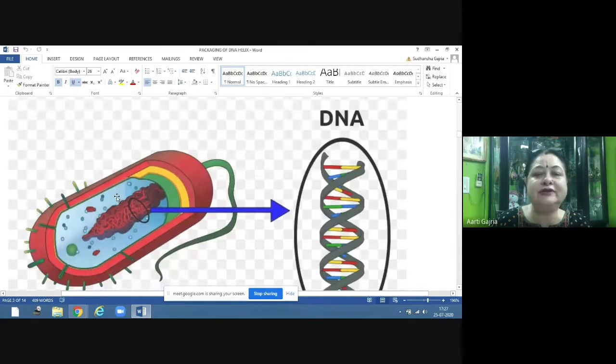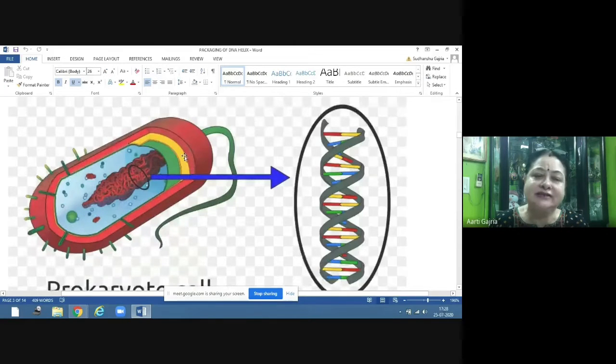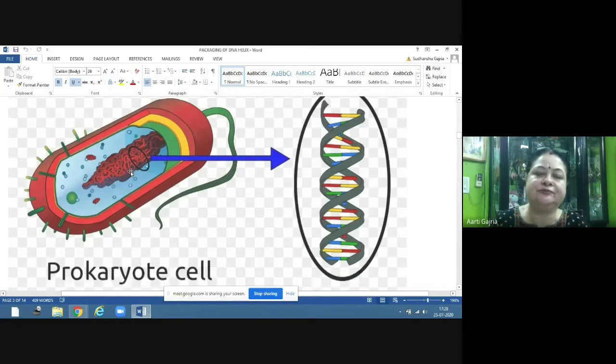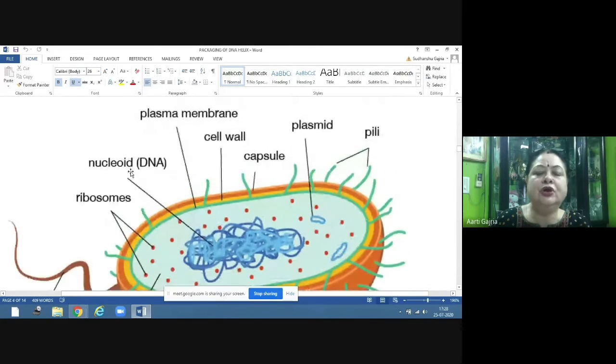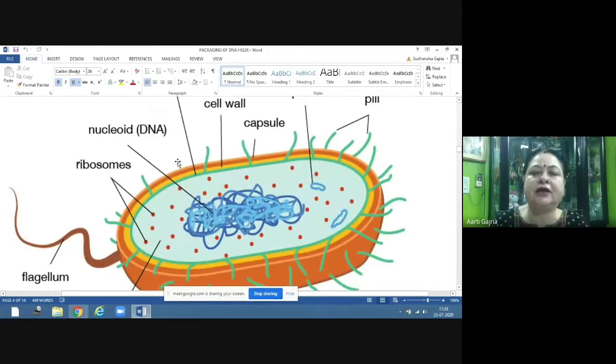Have a look at this diagram. This is a bacterium, a prokaryotic cell. In this prokaryotic cell, the nucleoid is present here, and this nucleoid is DNA with protein. DNA is negatively charged and proteins are positively charged. See here also, this is again a bacterium. The nucleoid is present here. This is DNA, and this is called the nucleoid.